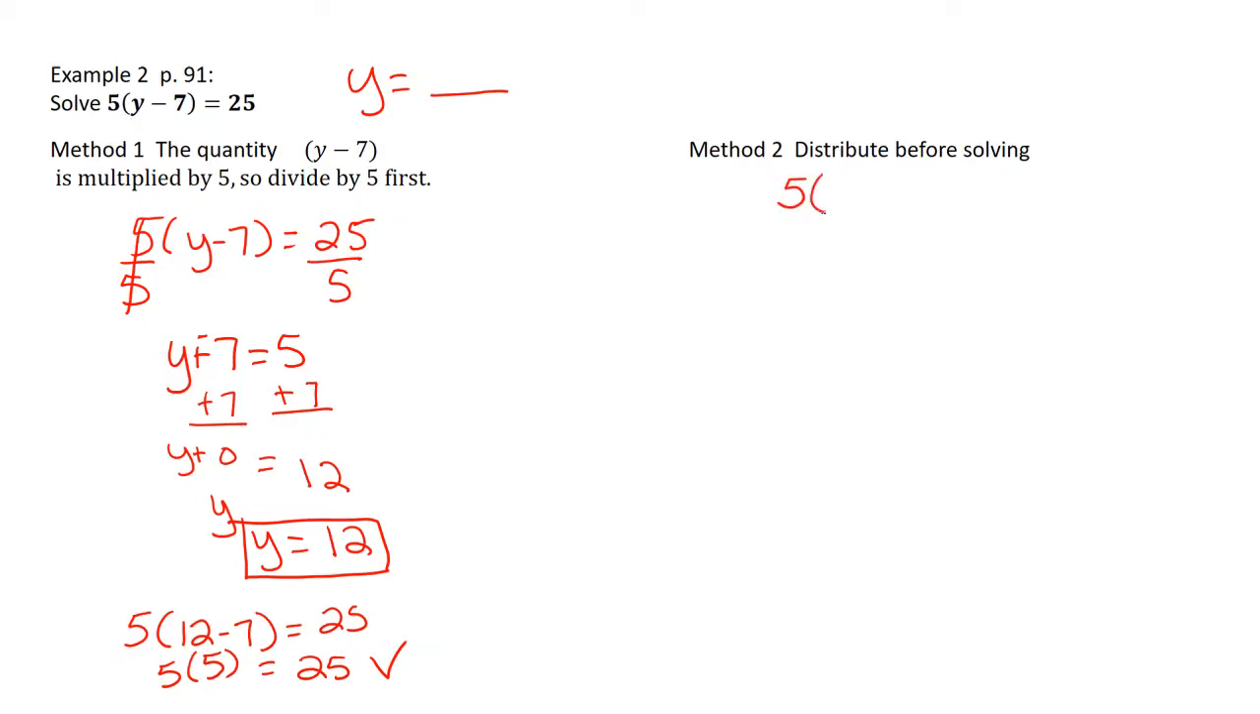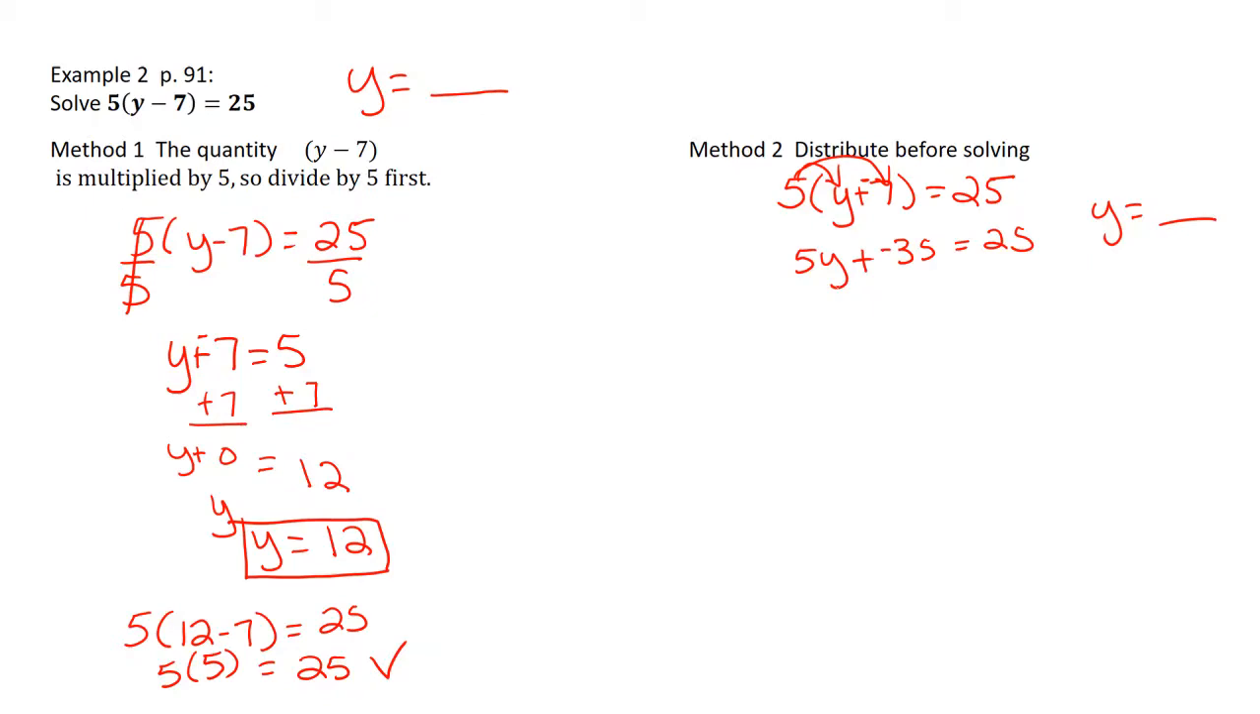So the problem again, 5(y - 7) = 25. So let's distribute. 5 times y is 5y plus a negative 7, so 5 times negative 7 is negative 35, equals 25. And again, remember our goal is to get y equals some number.